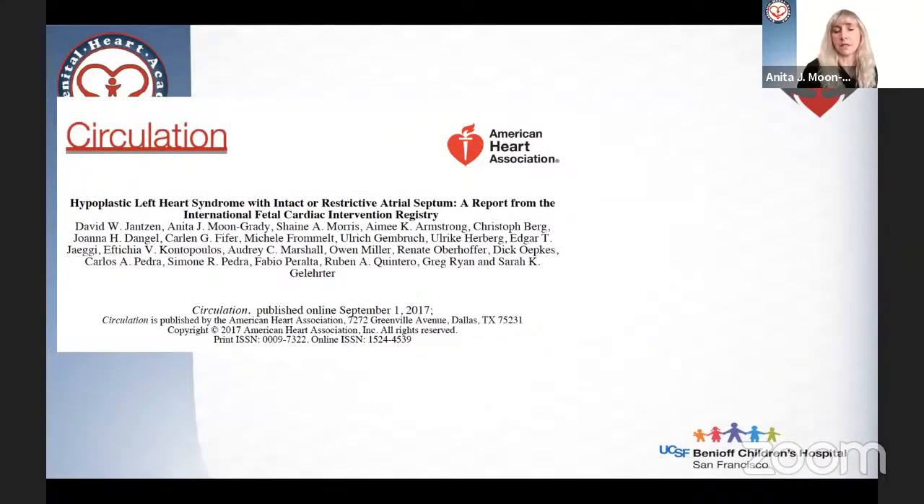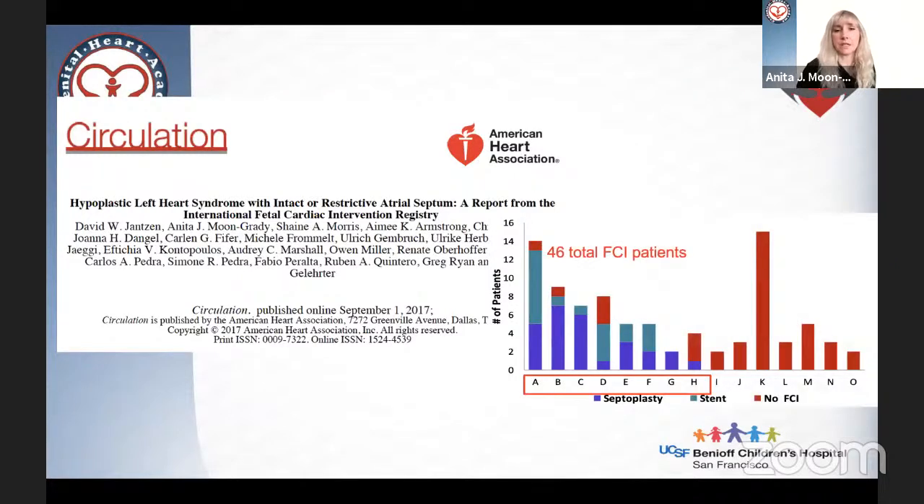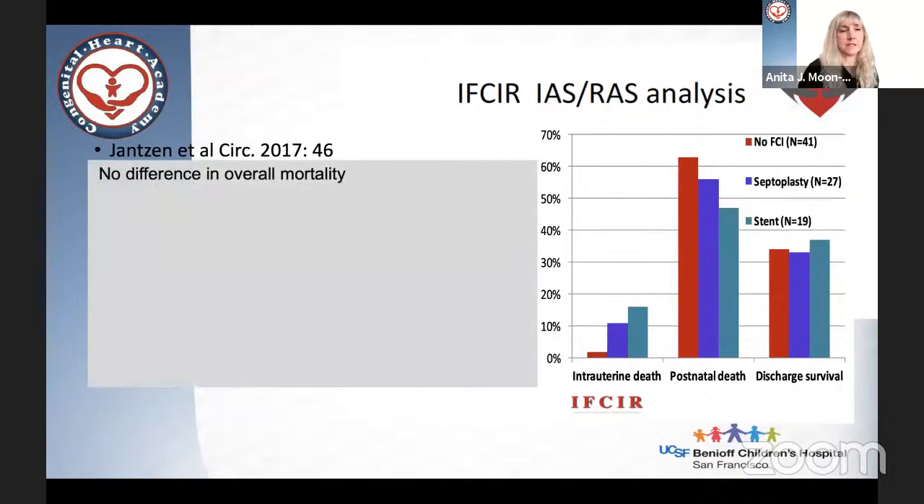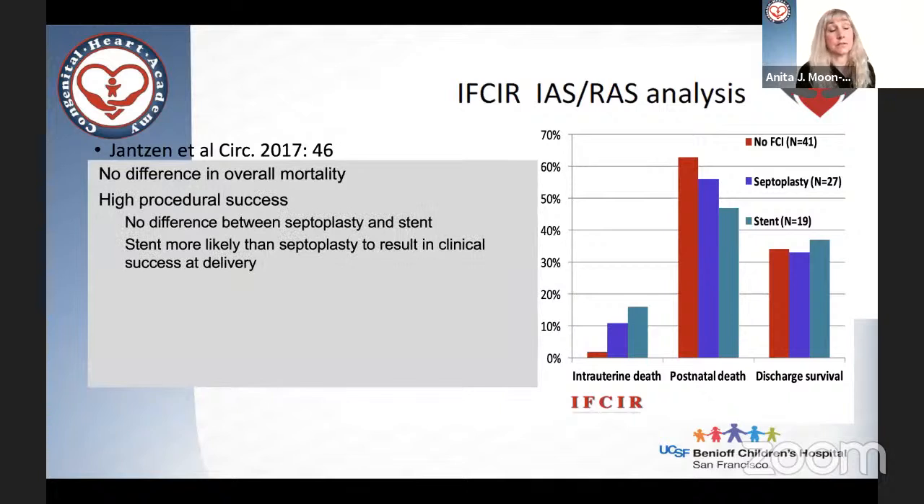And so we looked at what we had in the registry in 2007. David Jansen, who at the time was a fellow in Michigan, put this paper together, where we had 46 total fetal cardiac intervention patients from 8 different centers. And although the outcome of survival to discharge was not different in patients with septoplasty or stent versus no intervention, no difference in overall mortality, we did find a high incidence of procedural successes.